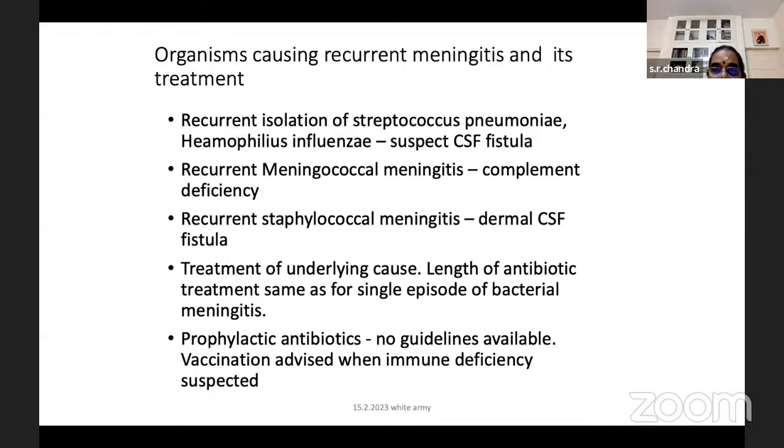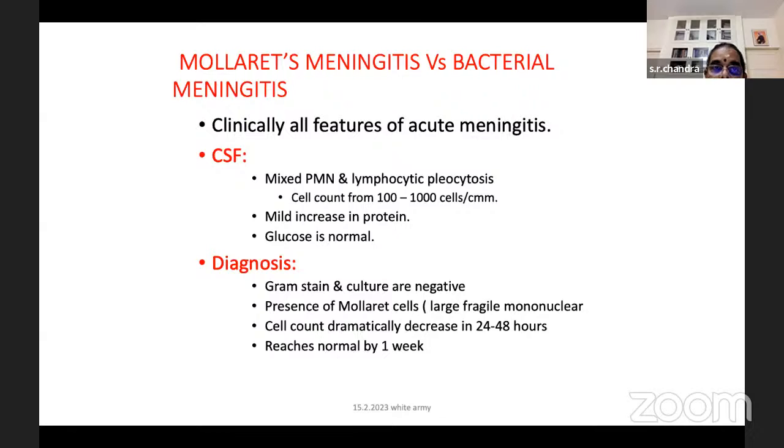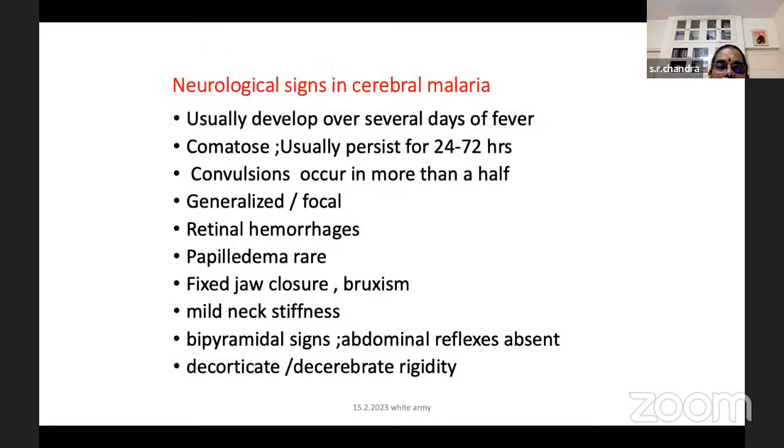But the aim of treatment is to treat the primary cause, like the CSF fistula, complement deficiency, or dermal CSF fistulas, which is causing the organism to enter into the CSF. Then we have Mollaret meningitis. Clinically, all features of acute meningitis will be there. And we will have polymorphonuclear and lymphocytic CSF, a mixed picture. Mild increase in the protein, glucose is normal, and cell count quickly reduces. So this is diagnosed by large fragile mononuclear cells called Mollaret cells.